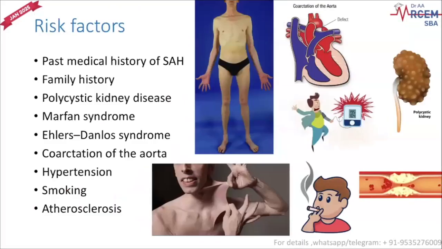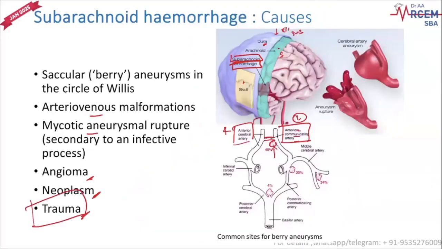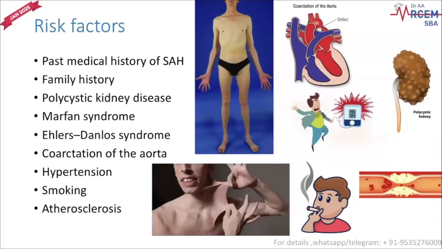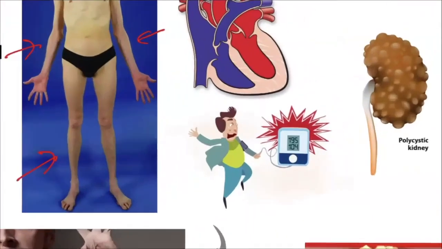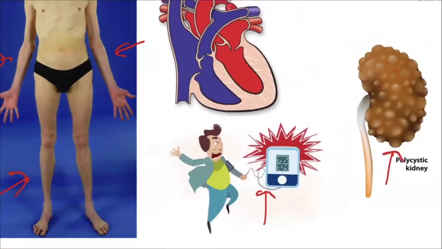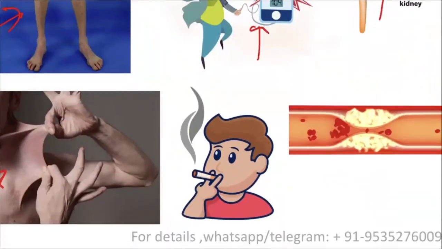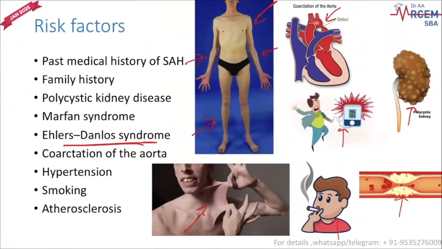What are the risk factors to have an aneurysm or to have a bleed? These are the causes we have learned. These are the risk factors we are having. Connective tissue disorders, especially you're looking for Marfan syndrome. A thin, tall individual whose upper limbs, if you add them together, are much longer than his lower limbs. You're thinking of Marfan syndrome in this individual. Someone who is having Ehlers-Danlos syndrome. Here also this connective tissue disorder becomes very flexible, so aneurysms can easily form. Someone who is having very high blood pressure, polycystic kidney disease, coarctation of aorta, or who is a smoker, atherosclerosis, all of these are the risk factors for an SAH.